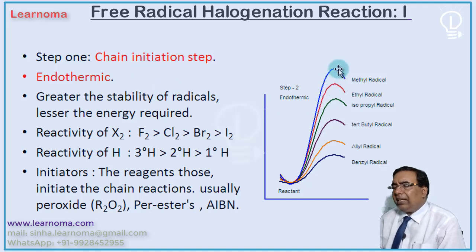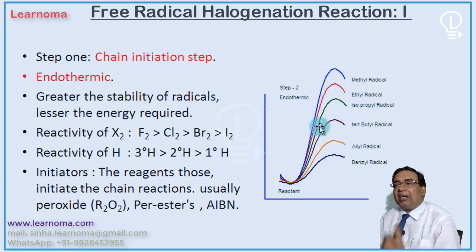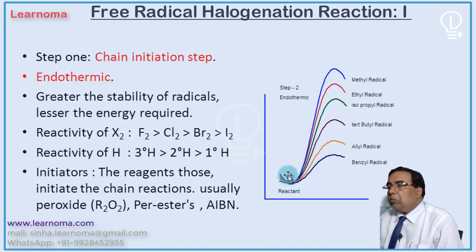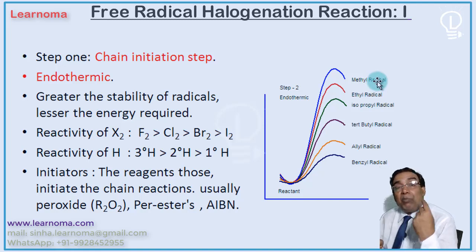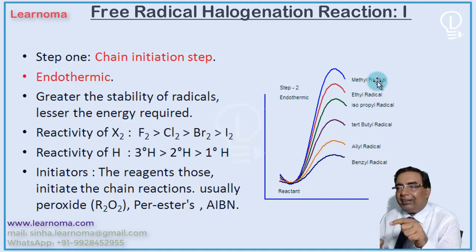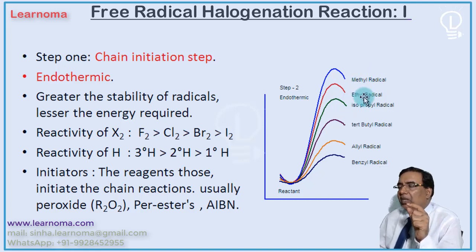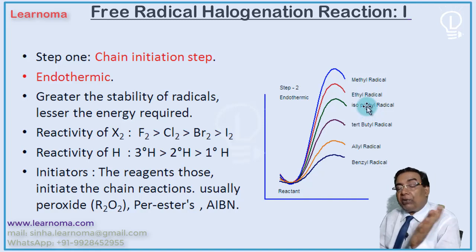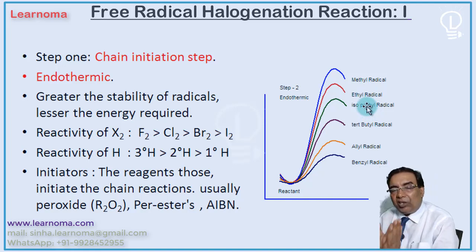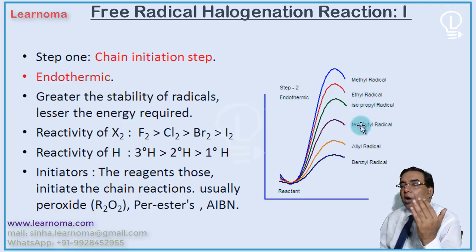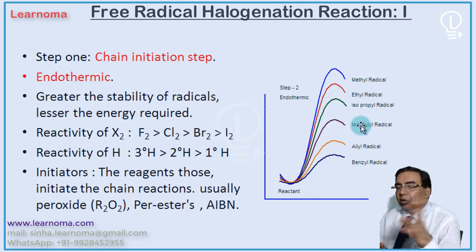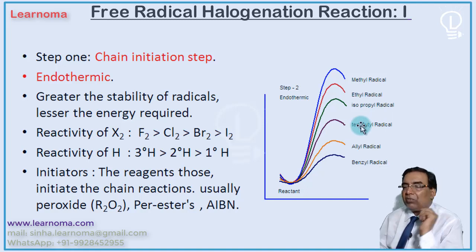Try to understand. Here in this graph, I have given the relative energy. If you are producing methyl radical, 1 degree radical, 1 degree radicals are most unstable. What this means is it requires relatively more energy in comparison to ethyl radical. Ethyl radical is more stable than methyl radical because of hyperconjugation. In the same way, isopropyl radical is further more stable because it has 6 alpha hydrogen. Tertiary butyl radical is further more stable because it has 9 alpha hydrogen. Here we have more hyperconjugation.